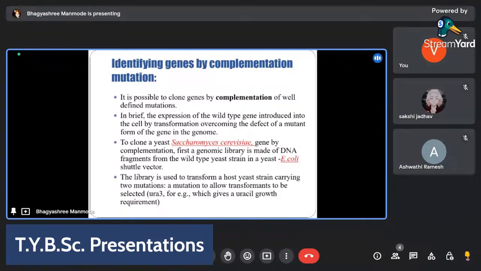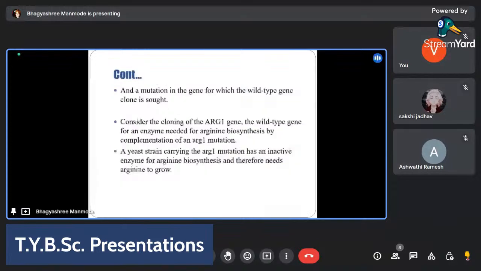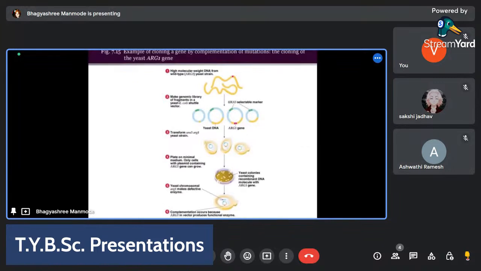Then the library is used to transform a host yeast strain carrying two mutations: a mutation to allow transformants to be selected, URA3 for example, which gives a uracil growth requirement, and a mutation in the gene for which the wild-type gene clone is sought. So here is a diagram with an example of cloning a gene by complementation of mutation.